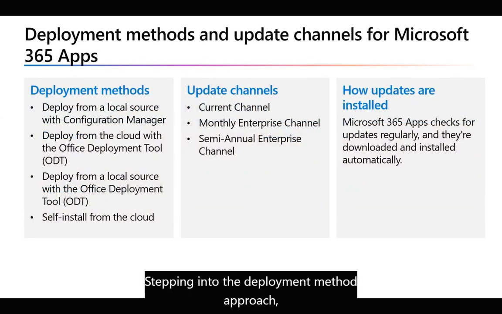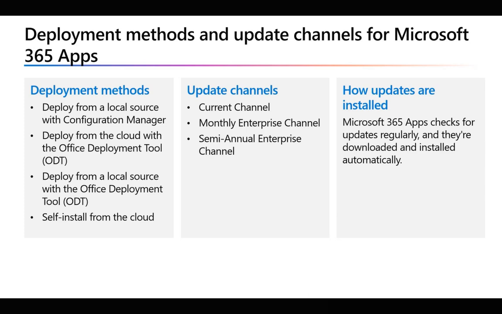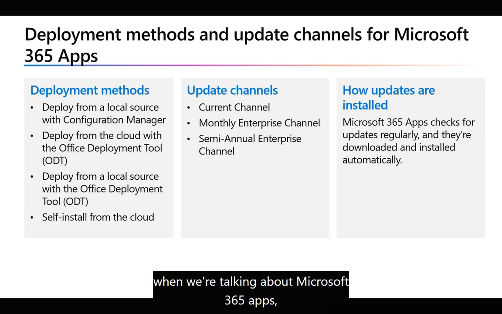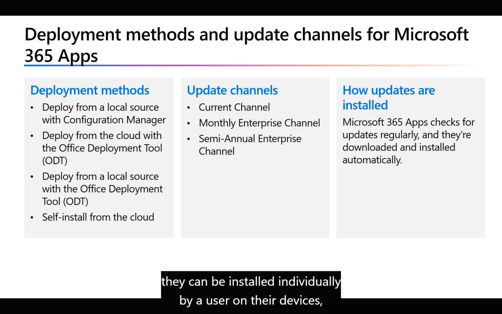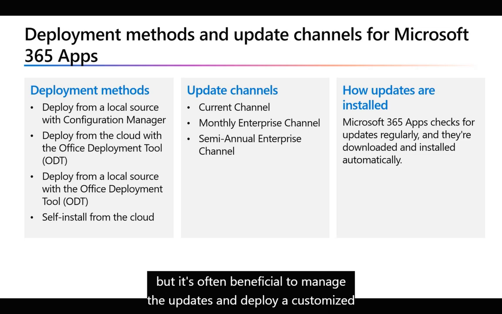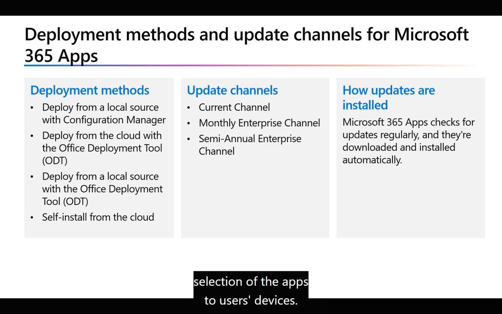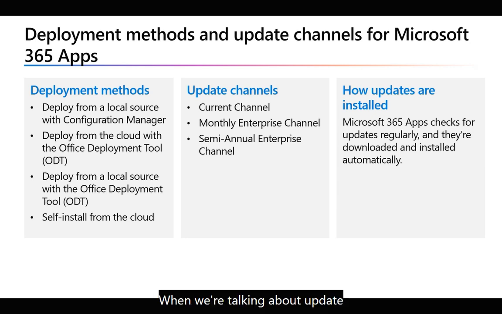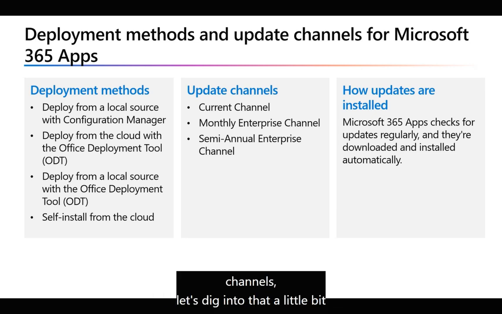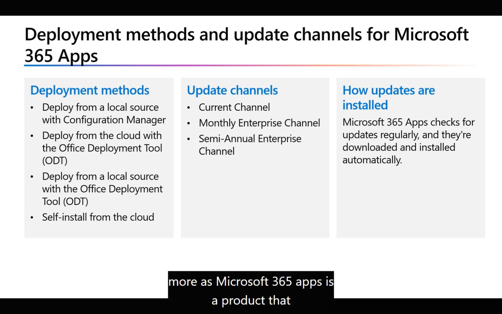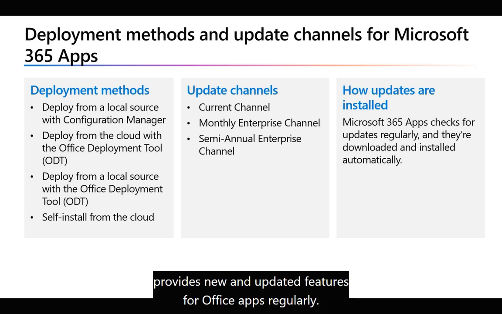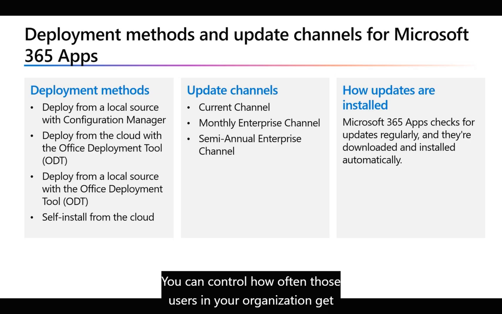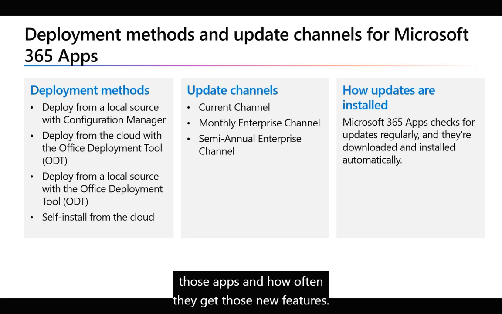Stepping into the deployment method approach, when we're talking about Microsoft 365 apps, they can be installed individually by a user on their devices, but it's often beneficial to manage the updates and deploy a customized selection of the apps to users' devices, really just ensuring that all users have the apps that they need. So when we're talking about update channels, let's dig into that a little bit more, as Microsoft 365 apps is a product that provides new and updated features for Office apps regularly. You can control how often the users in your organization get those apps and how often they get those new features.